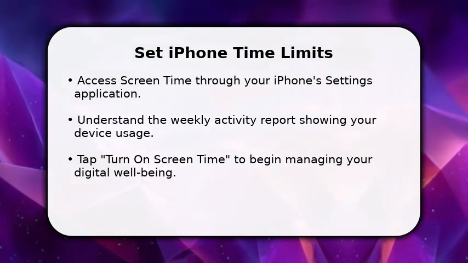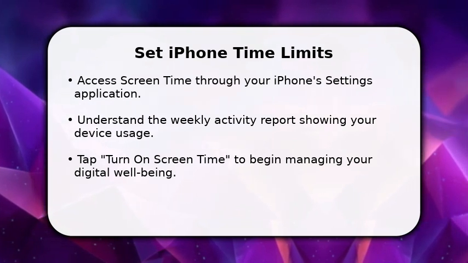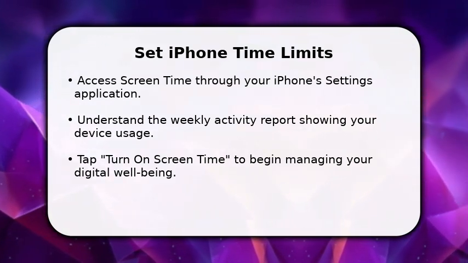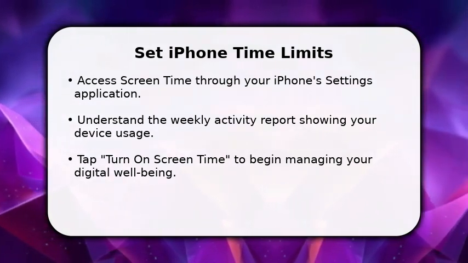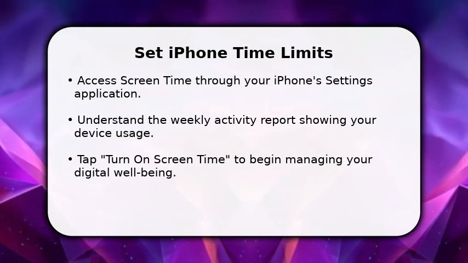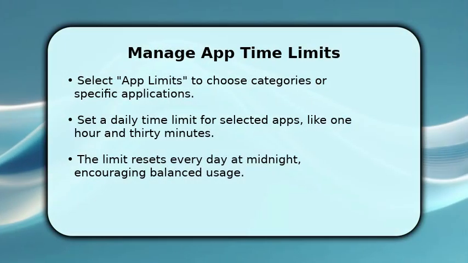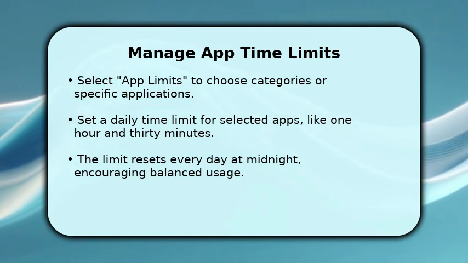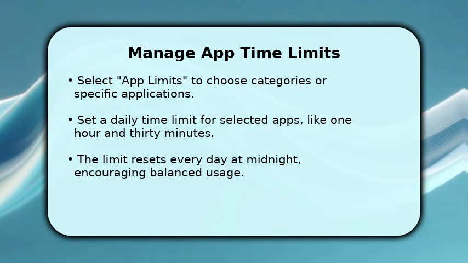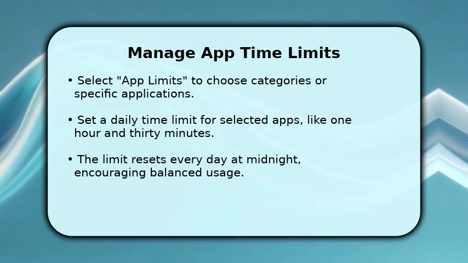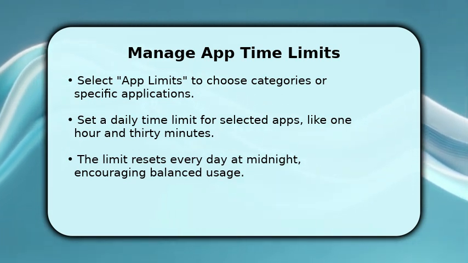To start managing limits, tap Turn on Screen Time and then Continue. This feature helps you gain control over how much time you and your family spend on your devices. Next, tap App Limits to begin restricting specific applications or entire categories. You can choose social media, games, or even all apps and categories.